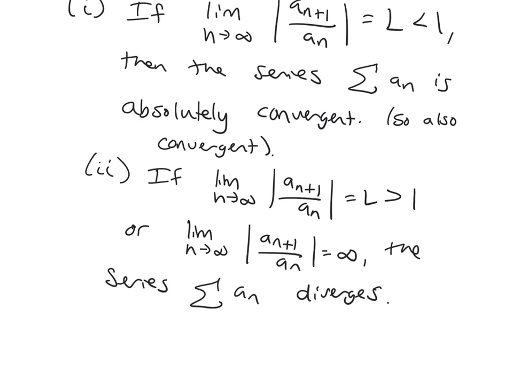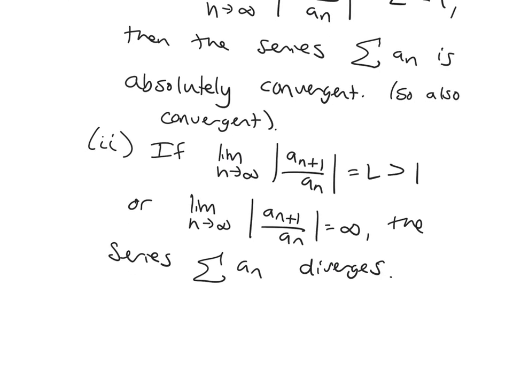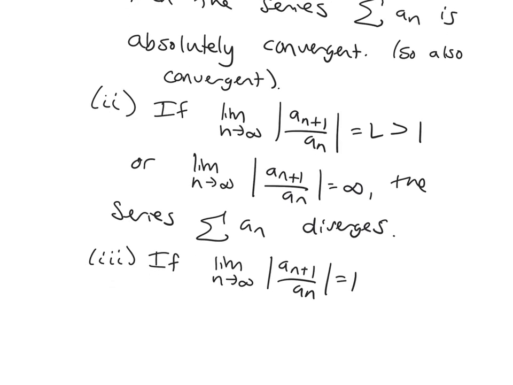Okay. Here's the part that's inconclusive. If you get 1 for the limit, the test is inconclusive. If the limit of a_(n+1) over a_n equals 1, the ratio test is inconclusive.